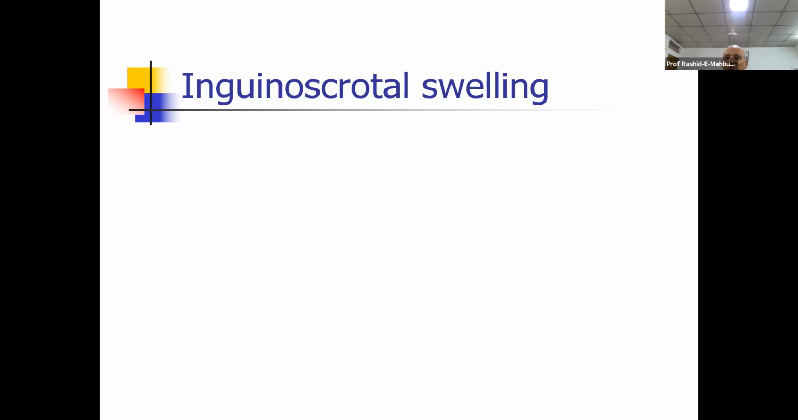But in the female, that ligament is attached to the labia majora. Because there is no need to take the testes to the scrotum, the whole ligament persists there. So that also causes a way for the intestine to come through. So inguinoscrotal swelling, the first one is inguinal, that is a herniation that occurs through the process.